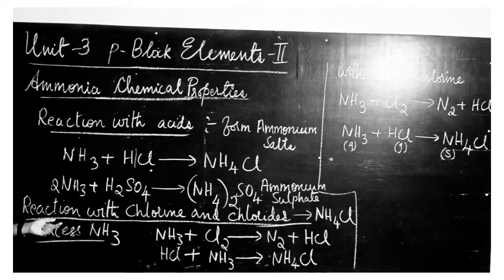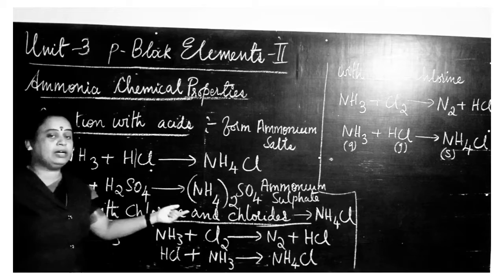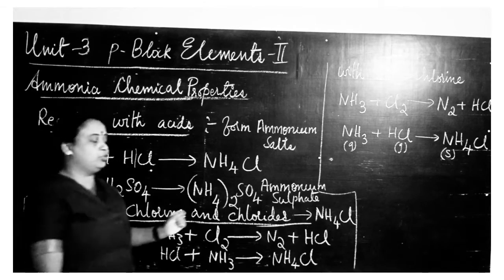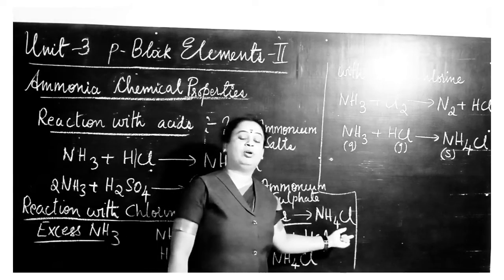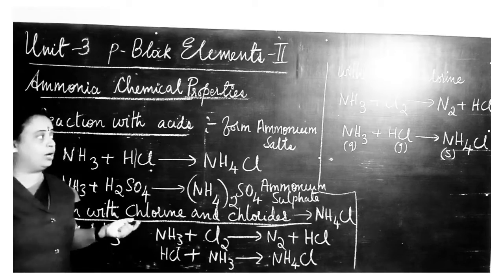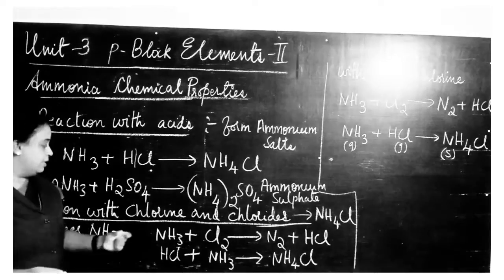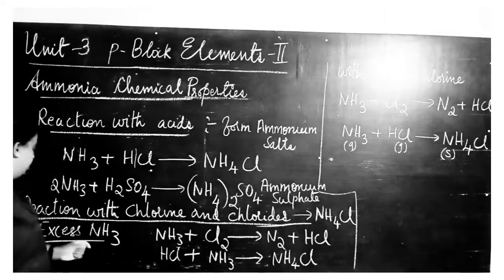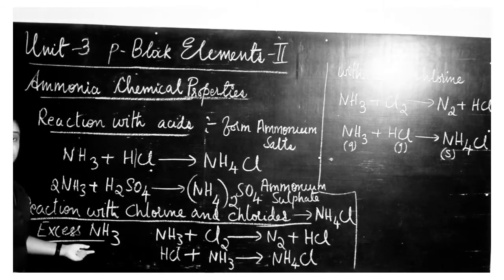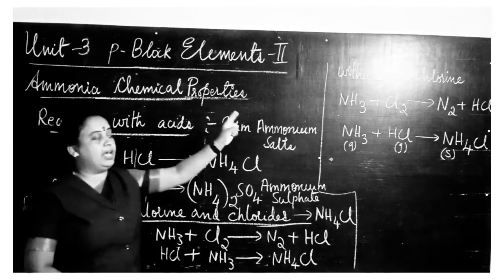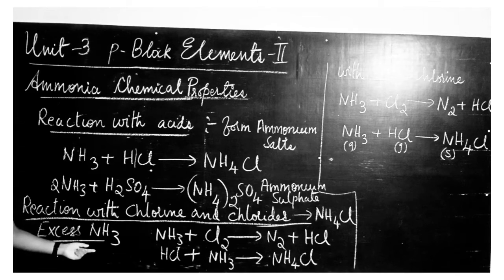Now let us look at the next reaction, with chlorine and chlorides. Ammonia reacts with chlorine and chlorides to give a product, and that product is ammonium chloride, NH4Cl. So whenever ammonia combines with chlorine or chlorides, it gives rise to the ammonium salt, ammonium chloride. Here in one reaction we are taking ammonia in excess and in another reaction we are taking chlorine in excess.